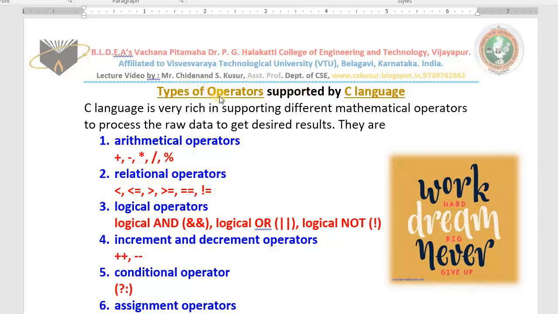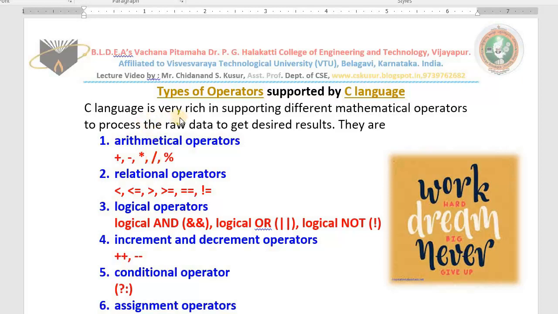In the last class I taught you what an operator is. An operator can be defined as a symbol that tells about the operation to be performed with operands. That is what we call an operator. We studied that we cannot write expressions without operators.